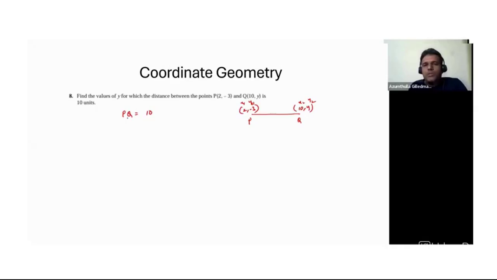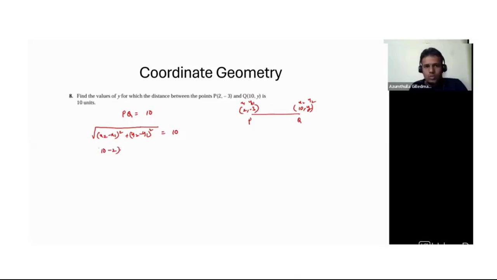Now, what is PQ? According to our formula, it is the square root of (x2 minus x1) whole square plus (y2 minus y1) whole square, that equals 10 units. Okay. Now, let's substitute these values. What is y2 here? This is y, right? So, what is x2? x2 is 10. So 10 minus x1, which is 2.